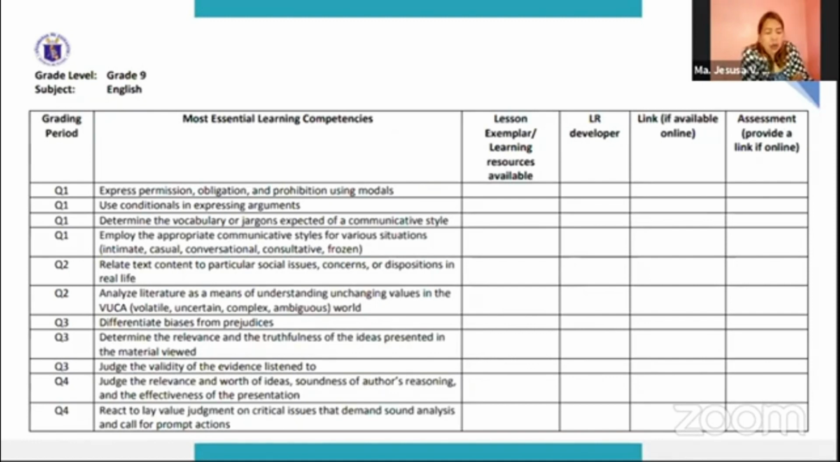Okay, next is quarter three, differentiate biases from prejudices. So as you remember in Eat Bulaga, okay, judgmental ka ba? So most of us are really judgmental and conclusive at the same time without any basis. But we of course try to eliminate them. We try to avoid being biased or prejudiced and try to differentiate the two. Next is determine the relevance and truthfulness of ideas presented in the material viewed. What do you think is based on these competencies?